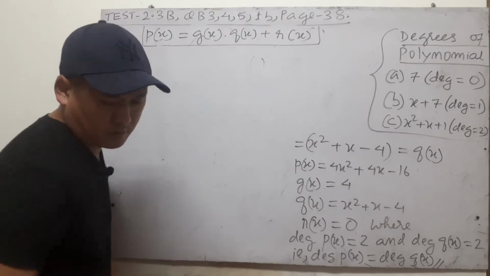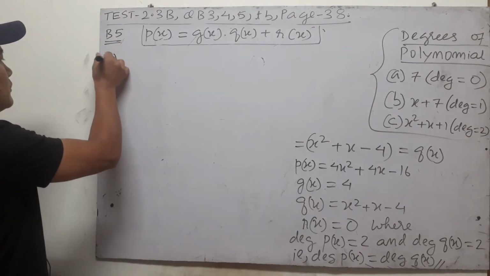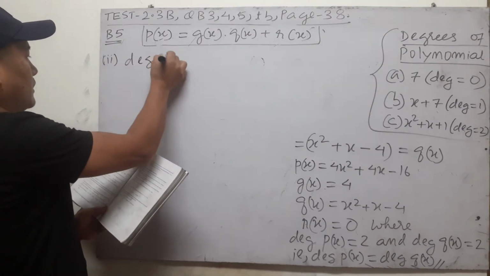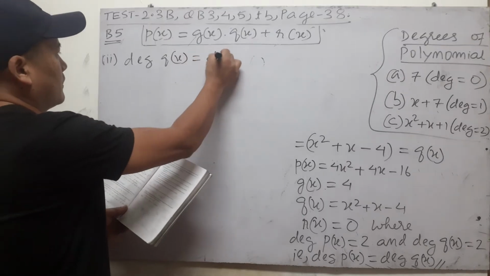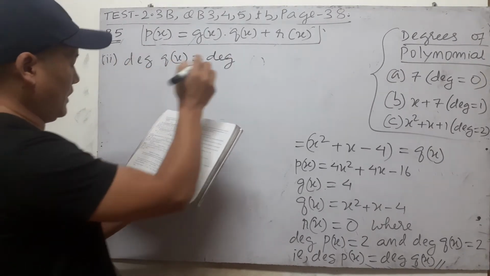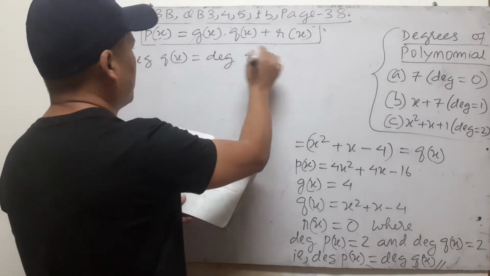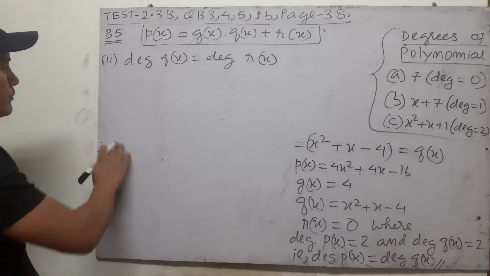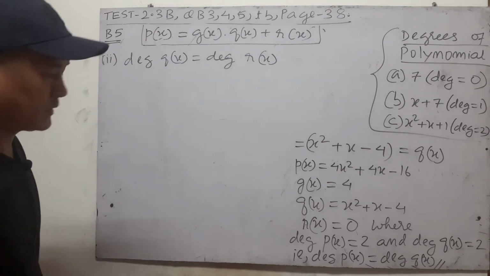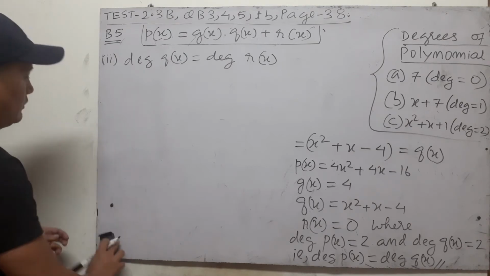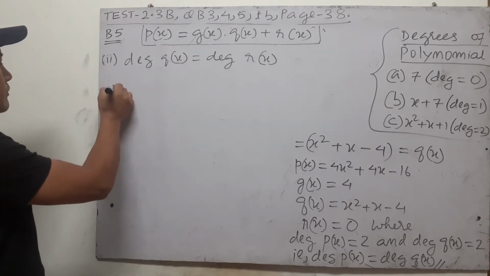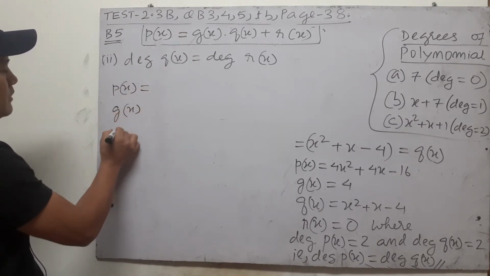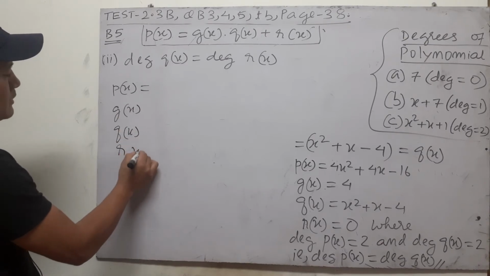Okay, the second one is question B5 subheading 2. There is given degree q of x, this time degree q of x should be equal to degree r of x. So remainder and quotient should have same degree. So let us write here, should have some degree. So just write here p of x, let us choose, then g of x, q of x, r of x.